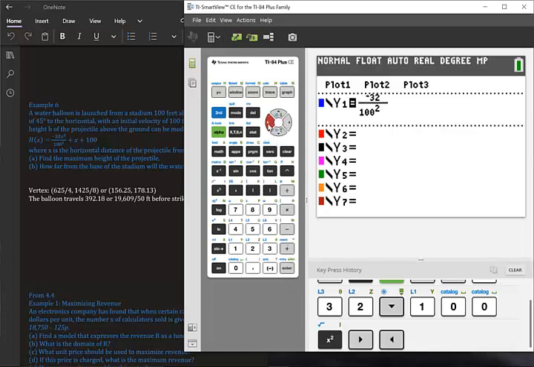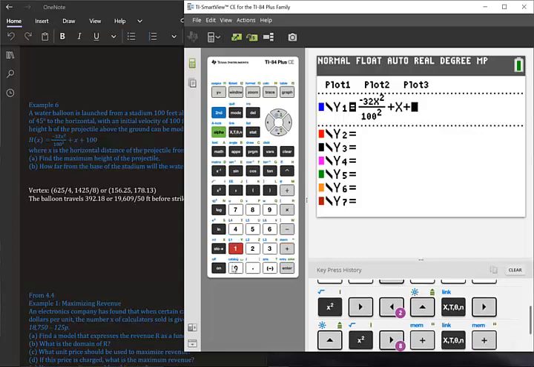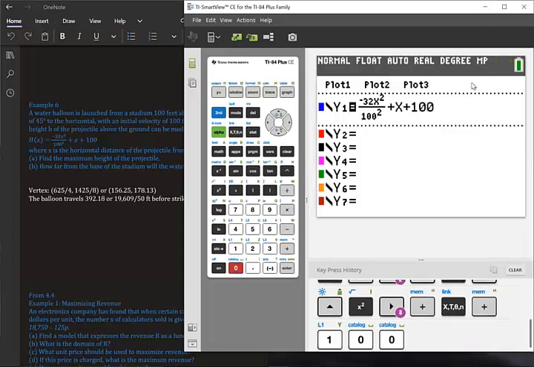My bad, I forgot the x. There we go. And it's squared. There we go. Plus x plus 100. Alright, now we have it plugged in.